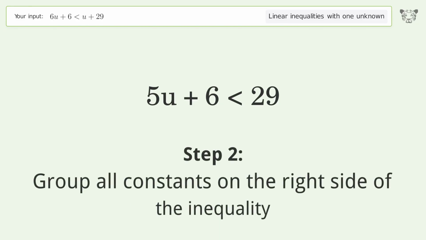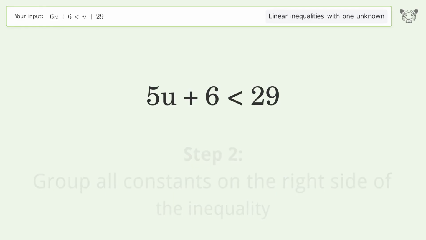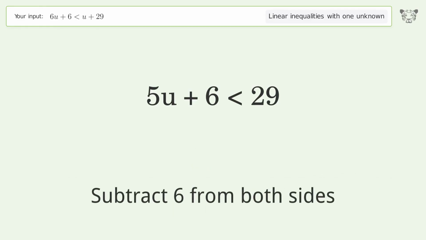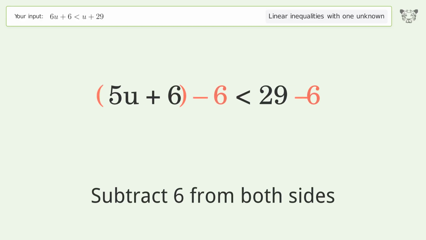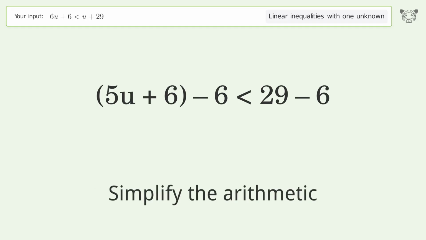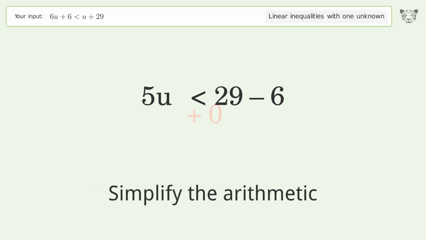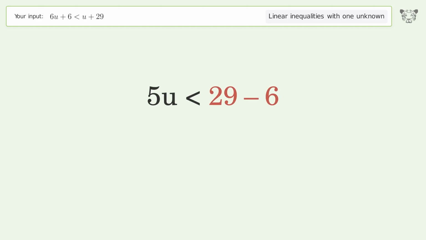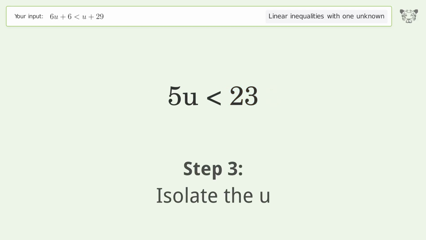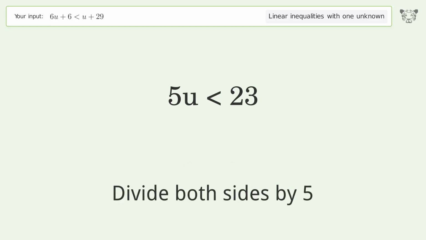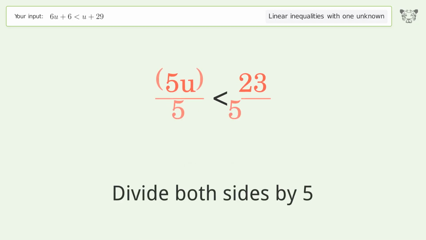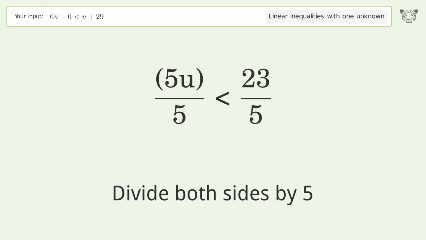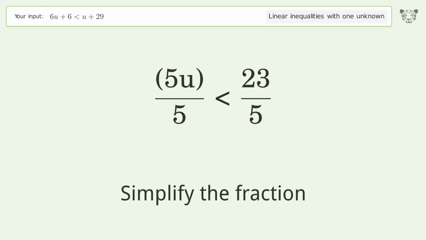Group all constants on the right side of the inequality. Subtract 6 from both sides. Simplify the arithmetic. Isolate the u. Divide both sides by 5. Simplify the fraction.